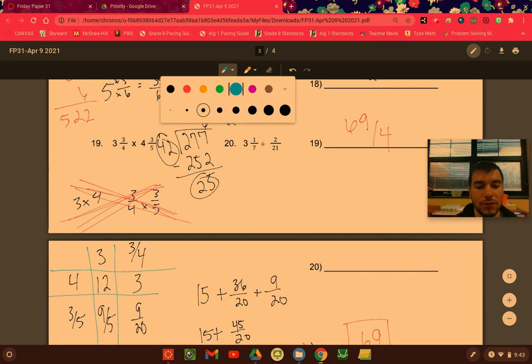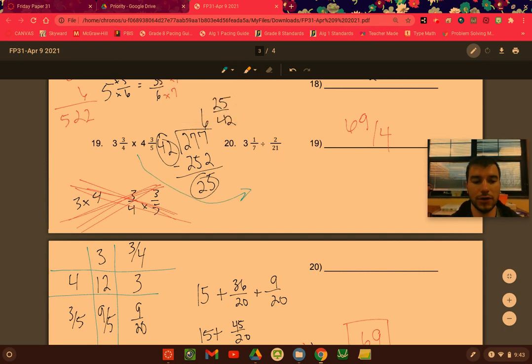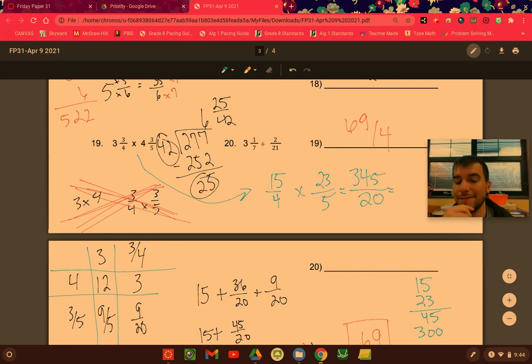So if I were to do that, let's do it really quick and then I'll be done. Quit talking because I talk too much. We have 15/4 times, what would that be? It'd be 23/5. So look, we get 20 on the bottom. That looks kind of familiar. And then 15 times 23. What would that be? That would be 45 and 300. So 345. Both of those are reducible by what? By 5. And look, it's going to be 69/4. So it ends up with the same thing.